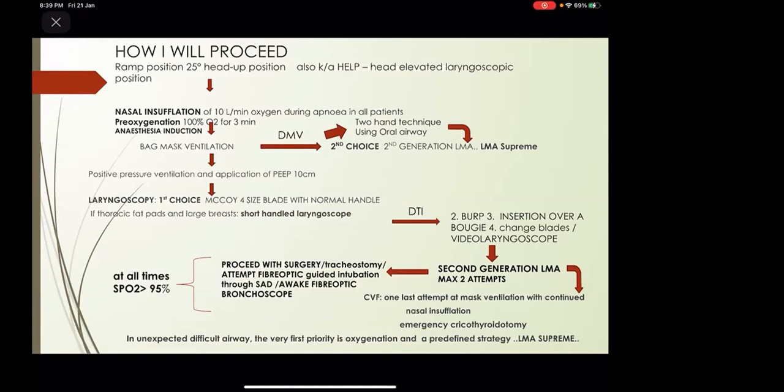Maximum attempts at laryngoscopy according to DAS guidelines should be 3, and LMA insertion 2, because if you give too many attempts, then the edema will make even the ventilation difficult, and you may land up in complete ventilation failure. If the LMA insertion is successful, then I'll either proceed with surgery or attempt a fiber optic guided intubation through that LMA, or I'll awaken the patient to do an awake fiber optic bronchoscopy. You may also go ahead with a tracheostomy after consent. Now, if LMA cannot be inserted, I'll proceed with the emergency cricothyrotomy.